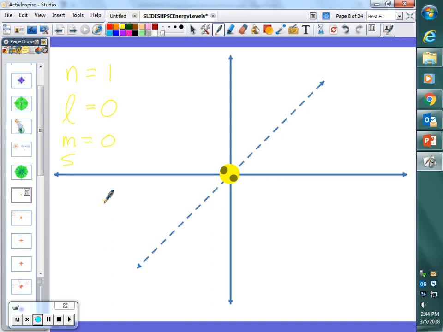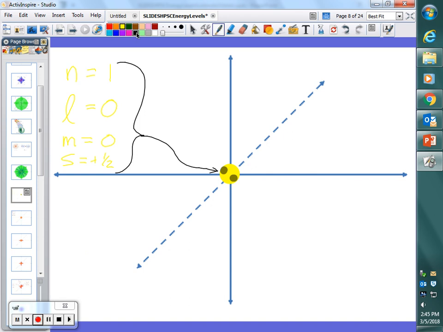So this specific electron has a set of quantum numbers that looks like this, and then I assign a spin value to it. Joe, which spin value do you want to assign to this electron? Does it matter whether I call this electron positive 1/2 or negative 1/2? No, as long as one's positive and one's negative.